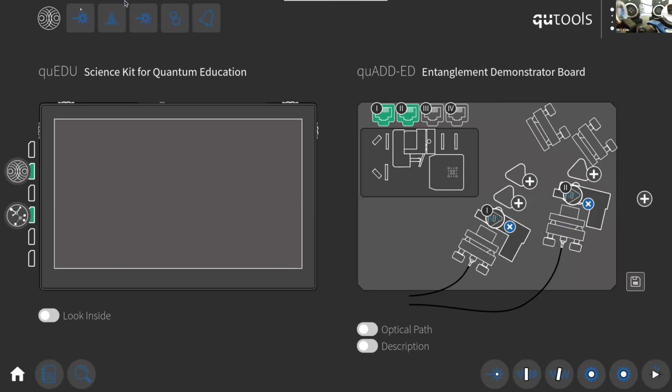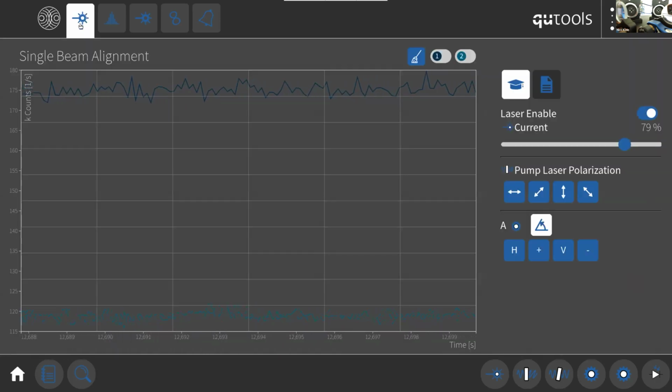So here the first three are kind of experiments to get to know the device in order to learn about the detectors and what we can do and the different parameters and so on. And then the last two will be real quantum experiments where we will see the nature of the entanglement as well. So what do we see here in this first experiment?